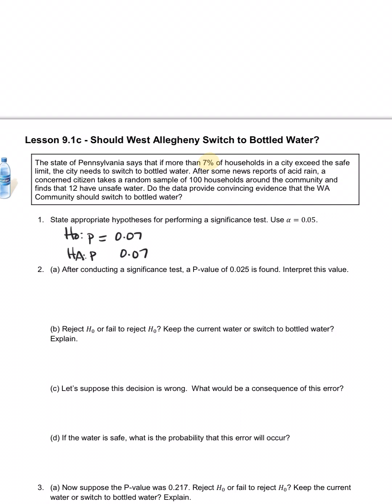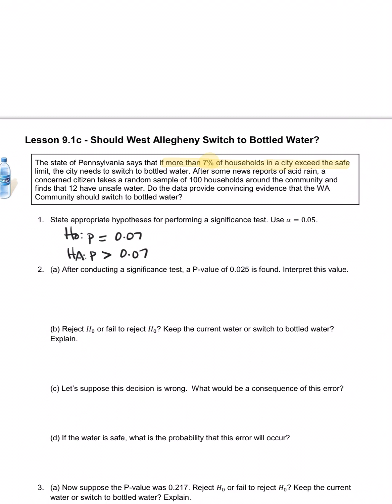Then it says, do the data provide convincing evidence that they should switch to bottled water? What does that mean? Does that mean greater than 7% or less than 7%? Yep, because if you don't see it, it says if more than 7% exceed the safe limit, that's where we're seeing that, okay? So this one is a greater than.